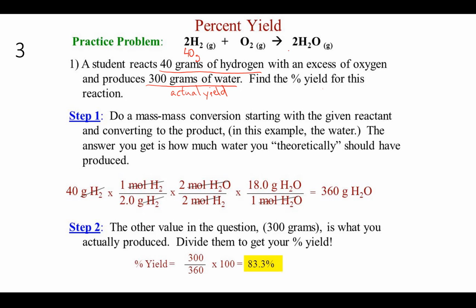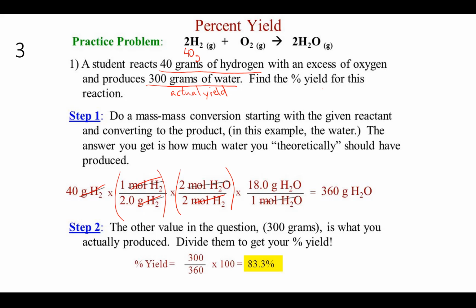So essentially we're just going to do a mass-mass stoichiometry conversion. We start with our 40 grams of H2. We need to figure out how many moles that is, so we multiply by 1 over the molar mass. H2 has a molar mass of 2 grams per mole, so it's 1 over 2. Units cancel, grams H2 with grams H2. Then we multiply by the mole ratio of H2O over H2, which is just 2 over 2. Moles of H2 cancels. Now we have moles of H2O.